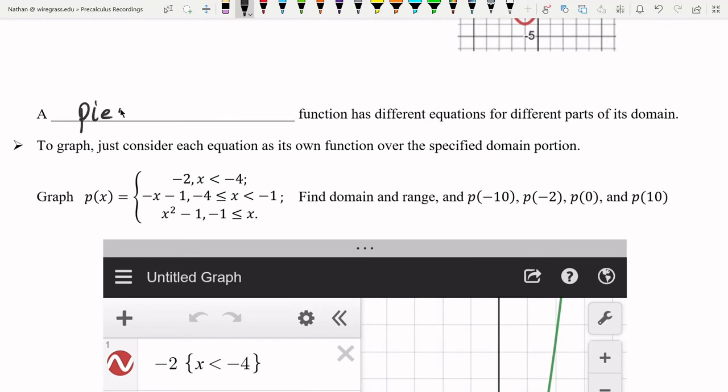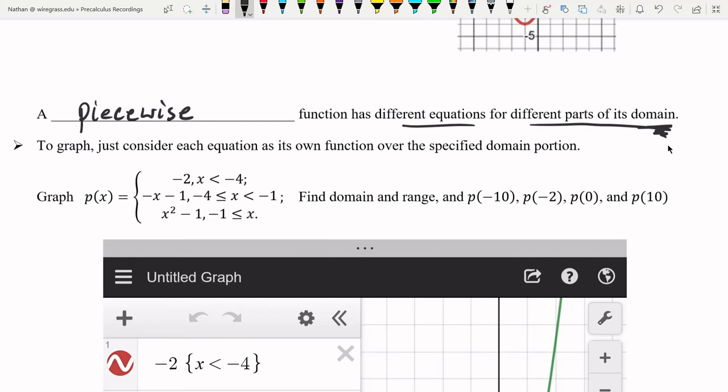A piecewise function has different equations for different parts of its domain, and that's the important bit here. Typically when we talk about parts of the function, we're always looking at the domain, not the range. The domain is what your inputs are, those you choose.